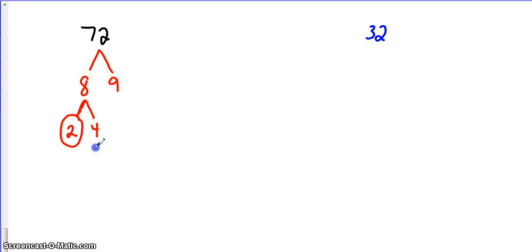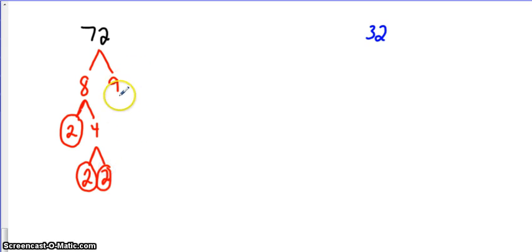And we're going to do the same thing with 4. Again, the factors for 4 are 1, 2, and 4. We can't use the 1, so that negates the 4, so we are left with 2 times 2. And again, both of those 2's are prime.